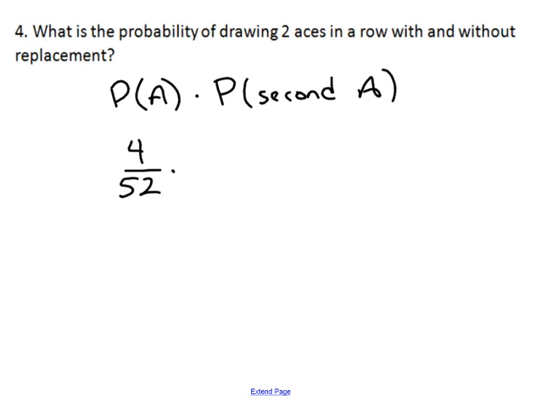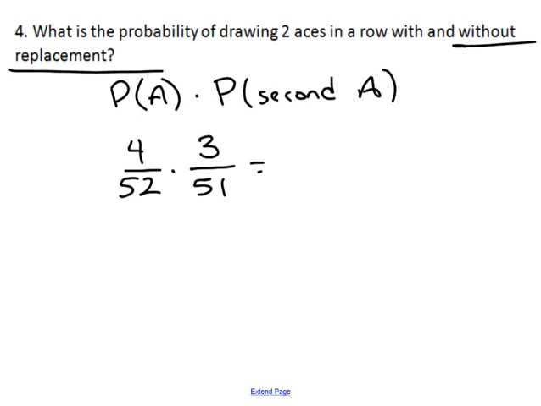Now, what's the probability that we draw a second ace? Again, this is without replacement. We've taken an ace, maybe an ace of hearts. We take that, we set it to the side. And now how many aces are left? There are 3 aces left. And how many cards total are left? 51. So 4 out of 52 is the probability for the first ace. 3 out of 51 is the probability for the second ace.